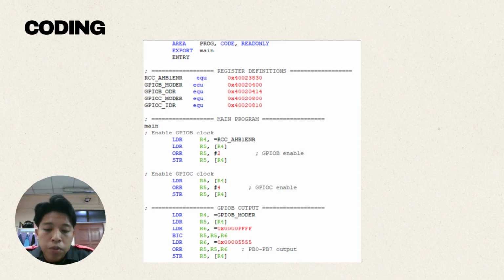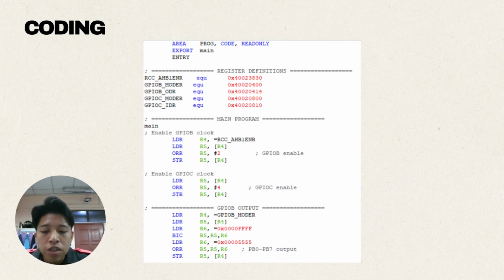Before using any GPIO port, its clock must be enabled. The code loads the RCC register address into R4, reads the current value into R5, and uses ORR to enable the GPIOB clock and GPIOC clock. This step is essential, otherwise the GPIO port will not function.